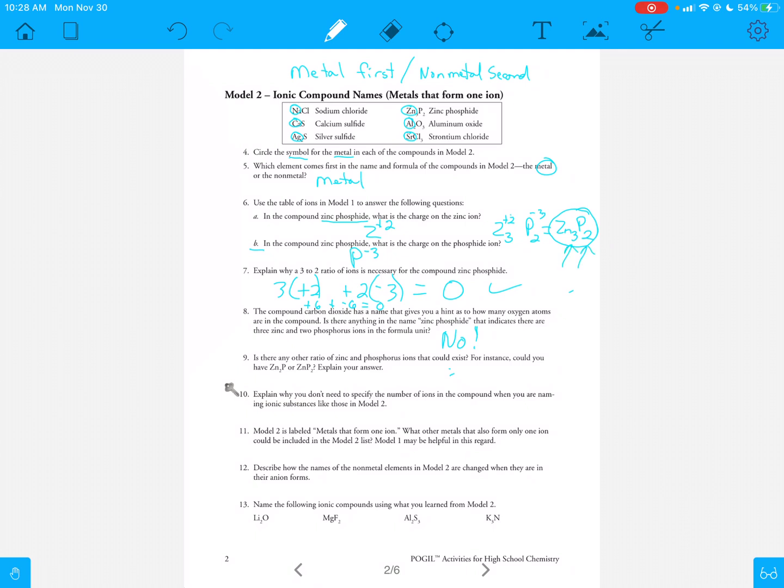Okay, kind of strange. Is there any other ratio of zinc and phosphorus ions that could exist? For instance, could you have a Zn2P or a ZnP2? And the answer is no, we cannot. And the reason why is because all charges must add up to 0. Every time. They always have to add up to 0. And because they do, there's no way that we can have anything else but the ratio that we have.